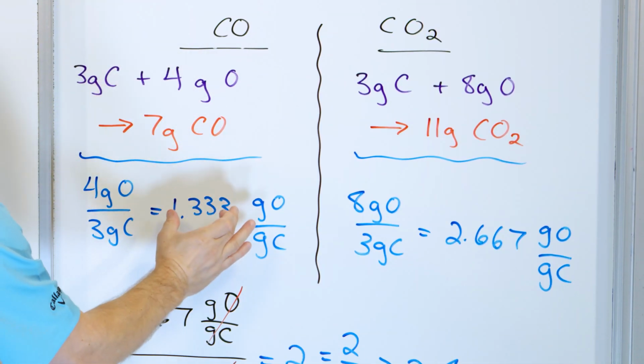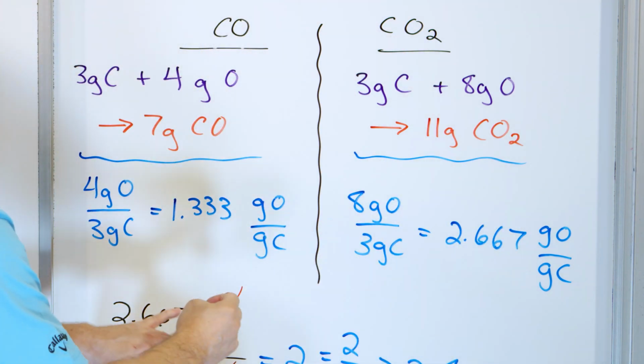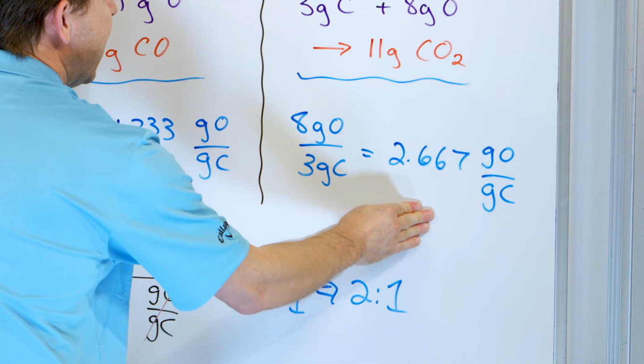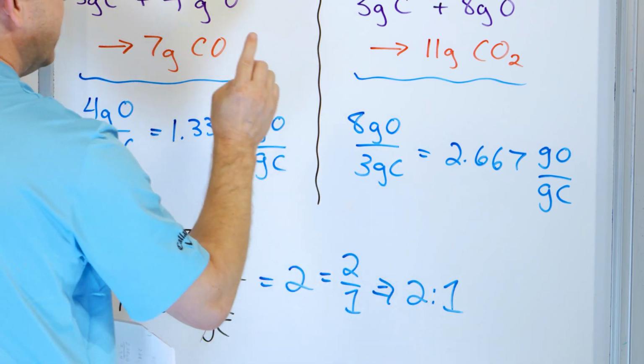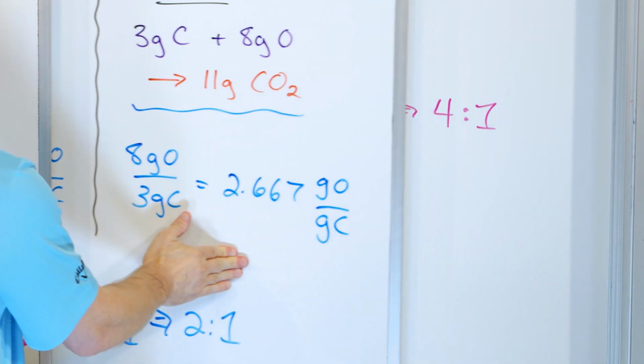Here, we found the ratio was 1.33. Here, we found the ratio was 2.667. Put those in ratio, we get 2 to 1. And that meant that there was twice as much oxygen as compared to carbon in the second molecule.